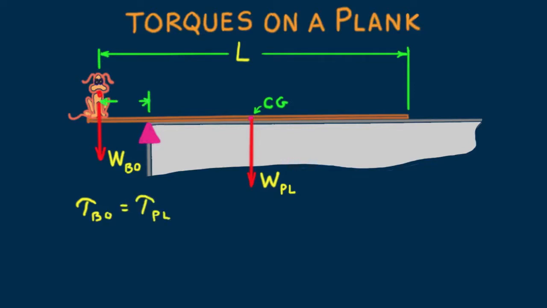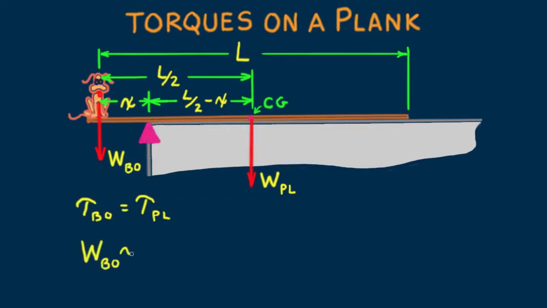We see that Bo is at a distance x to the left of the fulcrum. The center of gravity of the plank is at its midpoint, distance L/2 from the left edge of the plank, which means that it's at a distance L/2 minus x from the fulcrum.